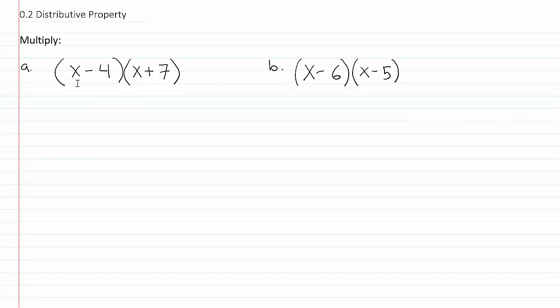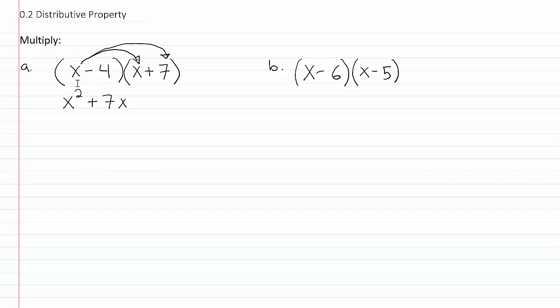So in other words, I'm going to make sure that this x multiplies by this x, and remember x times x will give you x squared because we keep the base and add the exponents, and then it'll be x times positive 7, and that'll give you plus 7x. Okay, so you've multiplied this x by both pieces of the second binomial.